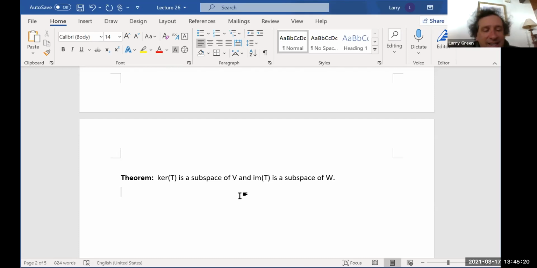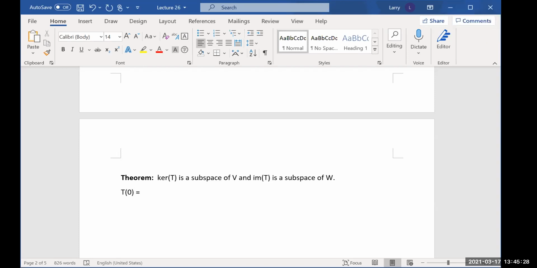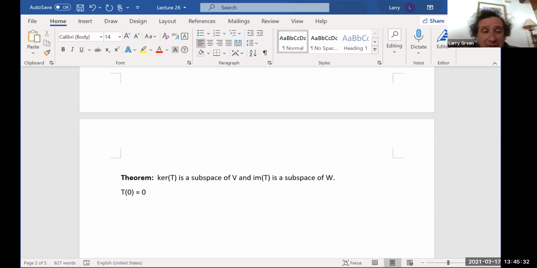Okay, so first thing is, is 0 in the kernel of T? What is T of 0? 0. Always. T of 0 is always 0, or it's not a linear transformation. That was part of being a linear transformation. Do you remember that?